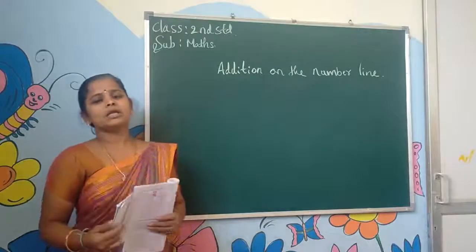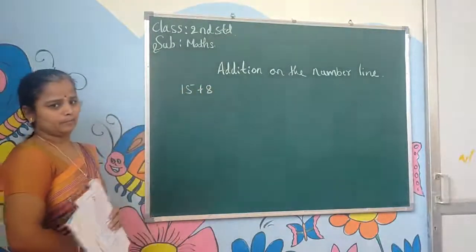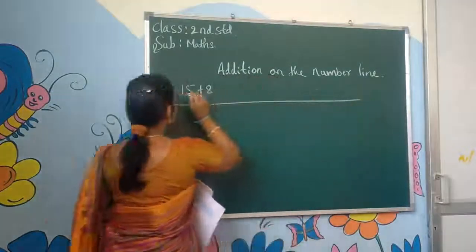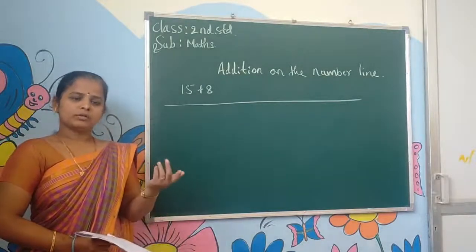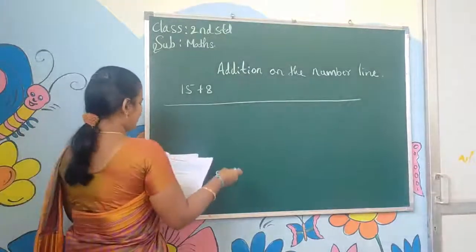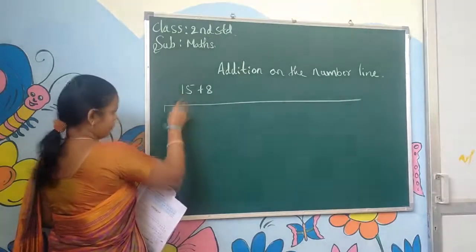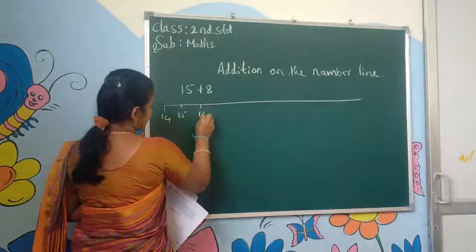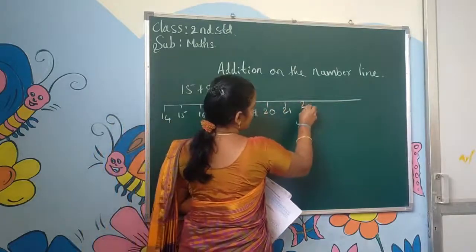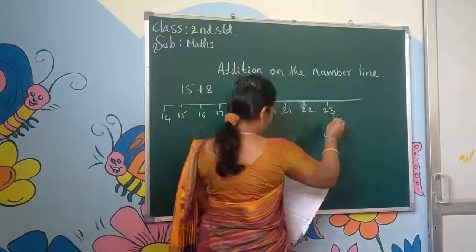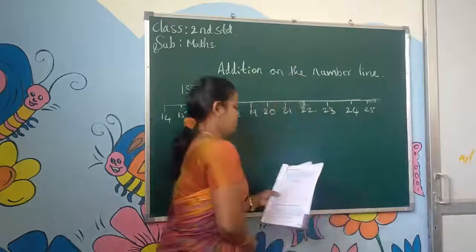We can also add by using the number line. For example, 15 plus 8. You have to add that on a number line. Okay. First, here 15. We are going to do 15 plus 8. We are adding 8 to 15. So, I am starting here from the number before 15. Which is the number before 15? 14, no? Yes. 14, 15, 16, 17, 18, 19, 20, 21, 22, 23, 24, and 25. Enough. Okay.